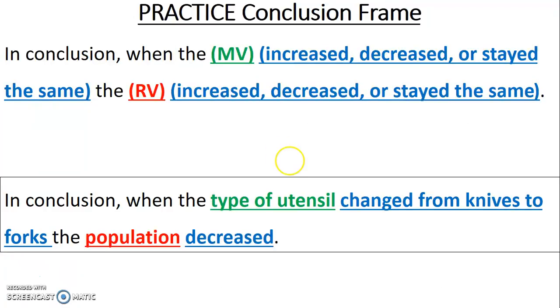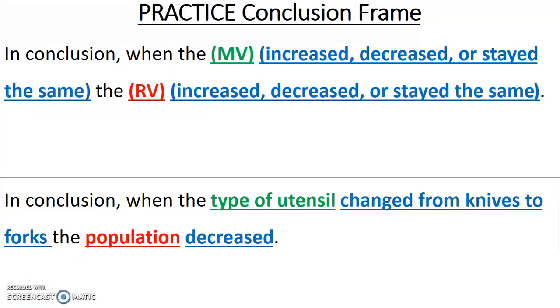So in conclusion, when the manipulated variable, which was the type of utensil, changed from knives to forks, the RV, which is population, decreased. So here's something that's a little bit different. Notice that here we usually say the MV increased, decreased, or stayed the same. But with utensils, you can't really say, oh, the utensil increased, because it didn't really increase or decrease. It wasn't in amount, it just changed. It changed from the knives to the forks. And when that changed from the knives to the forks, we saw that the population went from 12 to 0, meaning that the population decreased.